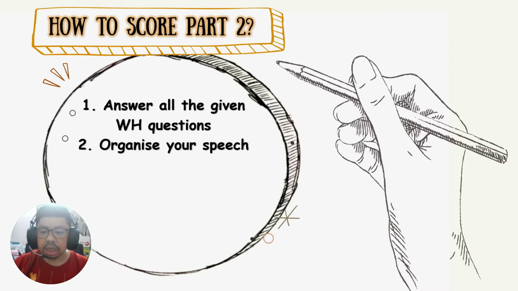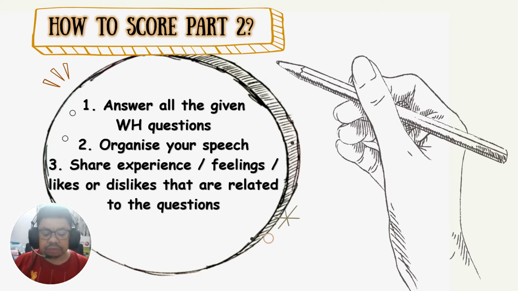Number 2, organize your speech. How to do it? It's easy actually. Just follow the order of the given WH questions and your speech is already organized. Easy, right? Tip number 3 is for you to share only things that are related to the questions. In other words, mention only relevant experience, feelings, likes or dislikes.